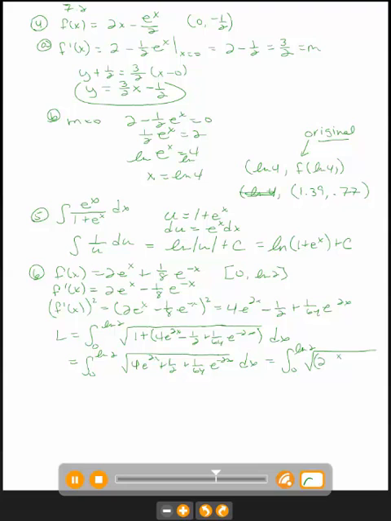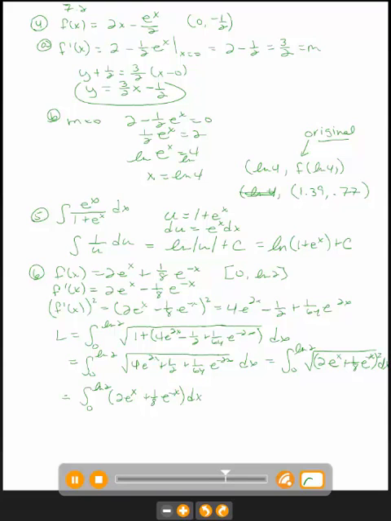And it factors to 2e to the x plus 1/8 e to the negative x, quantity squared, which then pulls it out of the square root. So I have 2e to the x plus 1/8 e to the negative x dx.